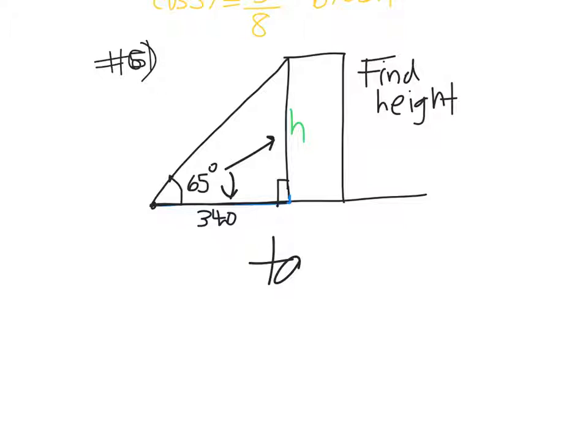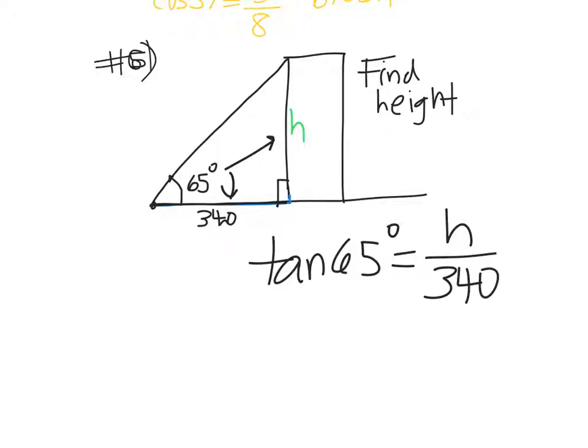So here we go. The tangent of 65 degrees is equal to opposite over adjacent. So then the height would be, and they want you to round to the nearest whole number. They don't want decimals here. Okay? So we're going to go 340 times the tangent of 65, and we get that the height of the building is about 729 feet tall.